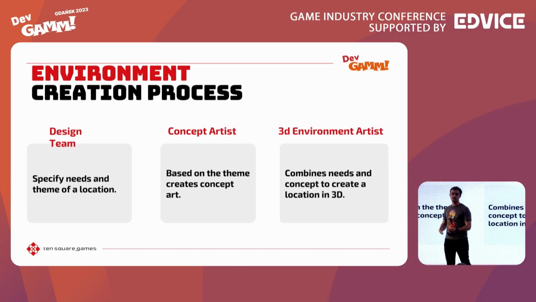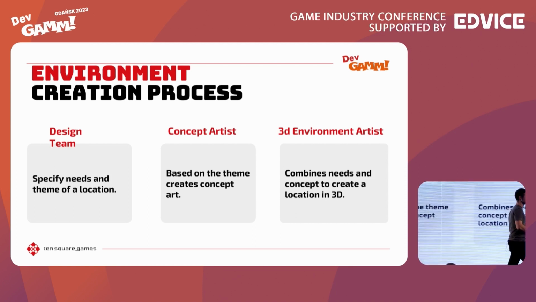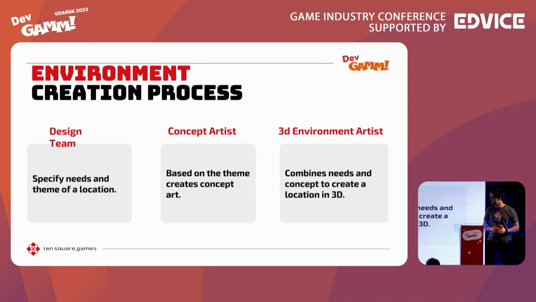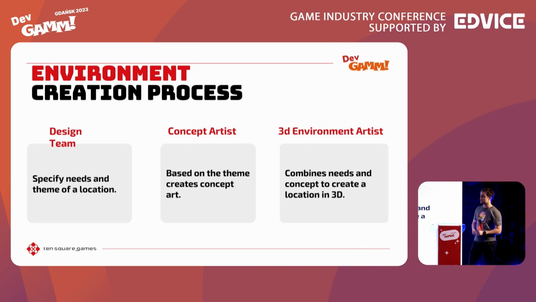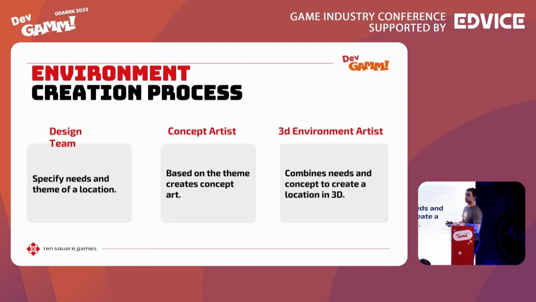Now, a bit of an overview of the process that we're going to use when we're creating an environment. It starts with the design team. The design team will come and they will say, okay, we are going to make a zombie game, and we need a big blank area for the zombies to roam around, to move around, so the player can shoot them. And we want this to be, for example, a spaceship or an abandoned hospital.